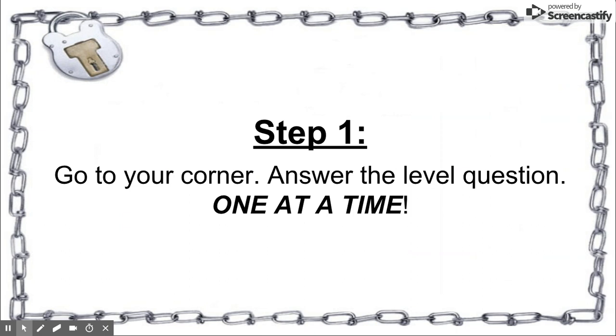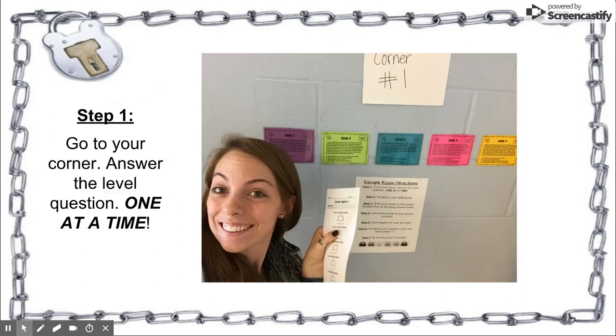So step one in this activity, like I said, your corner agent number matters. You've got to go to your corner of the room, and you'll see there that there are 5 questions, 5 different levels, and you're going to answer them in order. So you'll start with level 1 and you'll answer them each one at a time. So in my group, if I am corner agent number 1, I'm going to go to corner number 1, and then my first task is to answer the level 1 question.